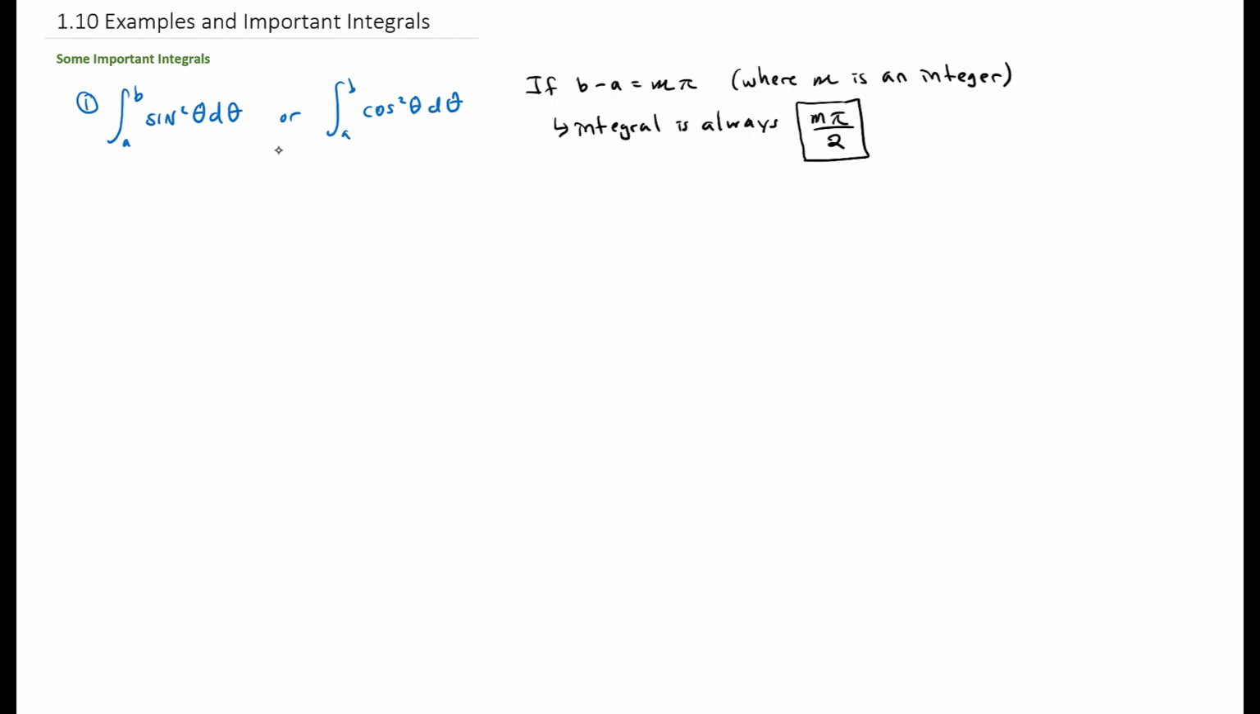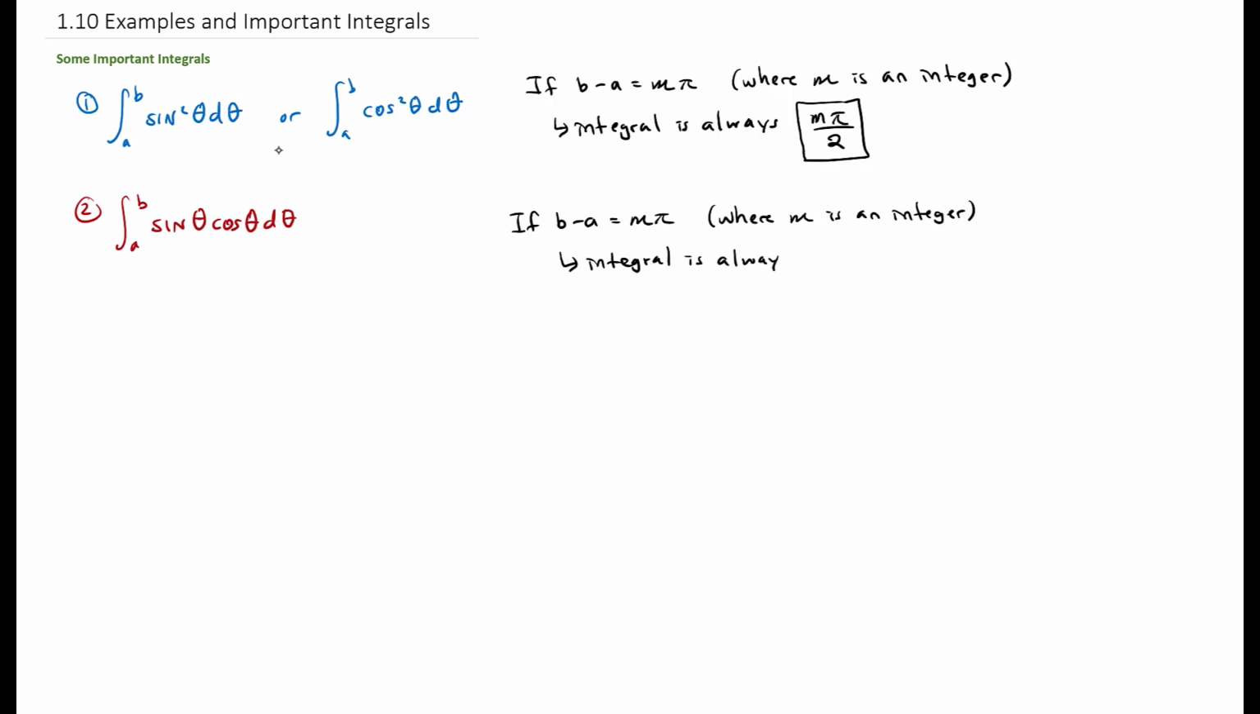If you want to understand it, you can do so too, just by integrating between different boundaries and looking at the shape of the curve. Number two, if you have the integral from a to b of sine theta cos theta d theta, using the same comparison, if b minus a is equal to m times pi, where m is also an integer, then the integral is always 0.